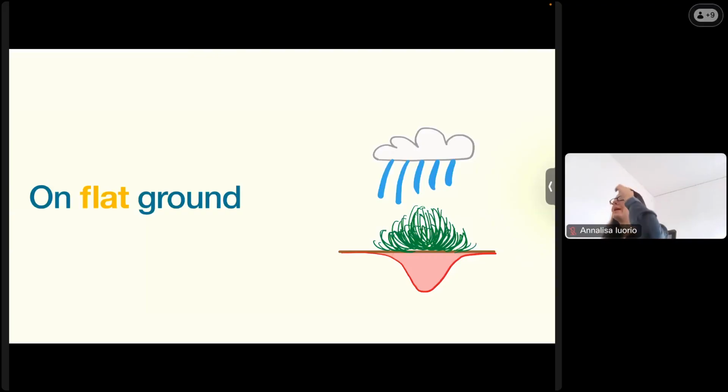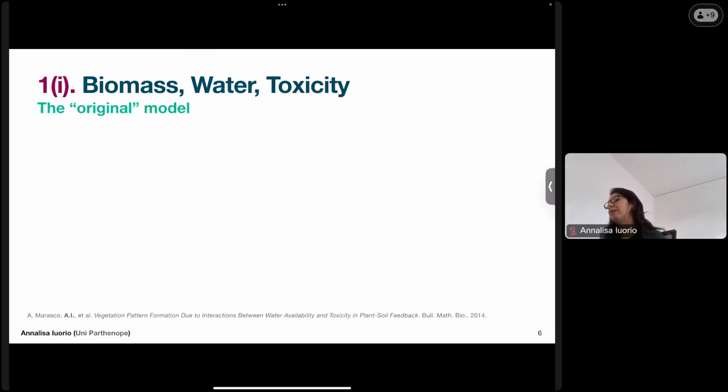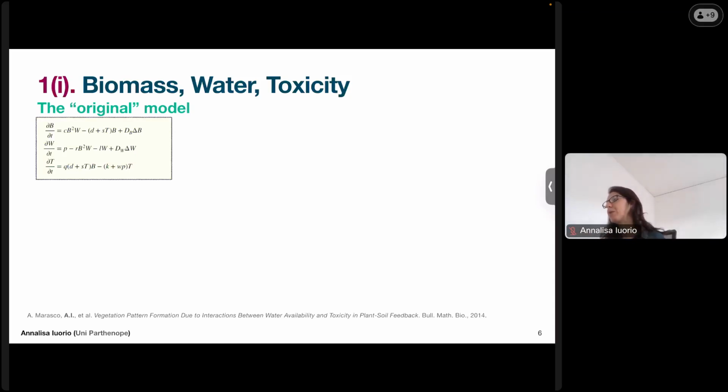As I said, I will distinguish these two subgroups of problems into the problems that have to deal with flat grounds and the problems that have to deal with sloped grounds. So we start from flat ground to give you the first model that we came up with, as I said already, a few years ago now. That's why I called it the so-called original model, because it was the first time that we put together the dynamics of biomass, water, and toxicity.